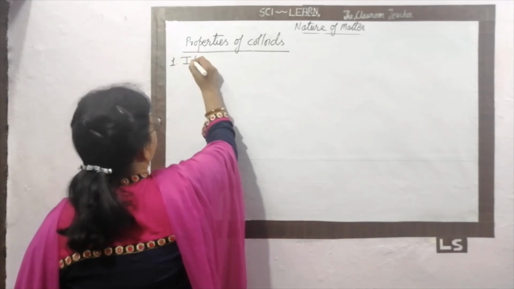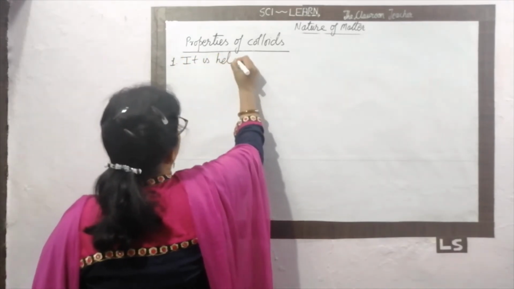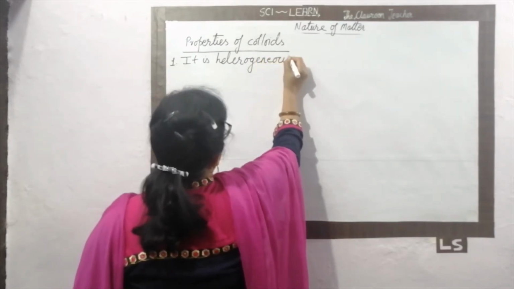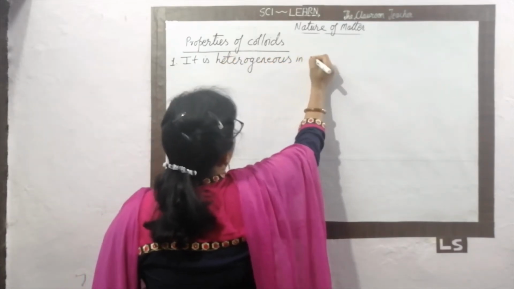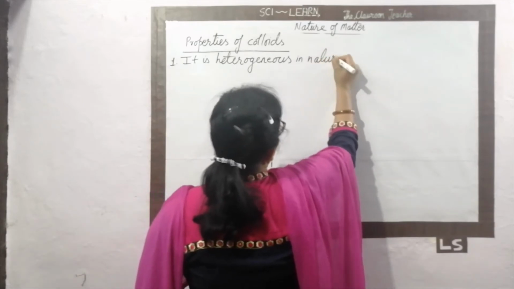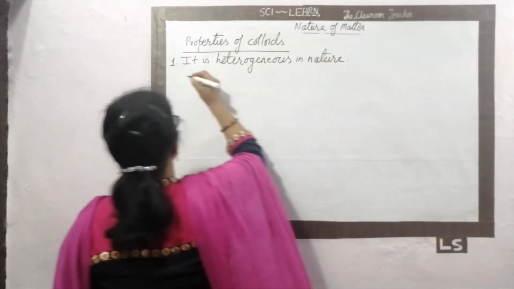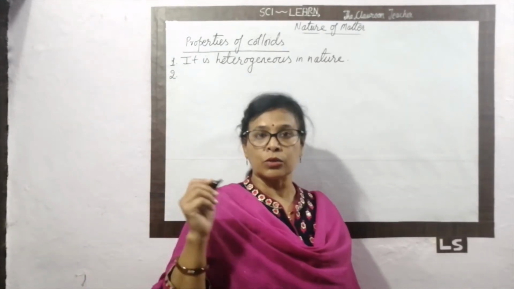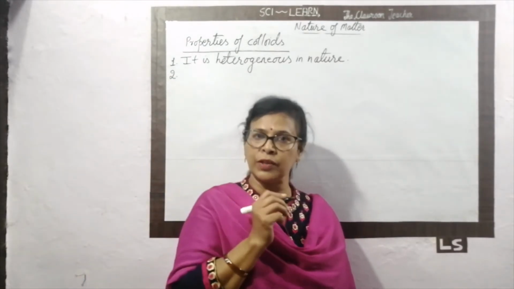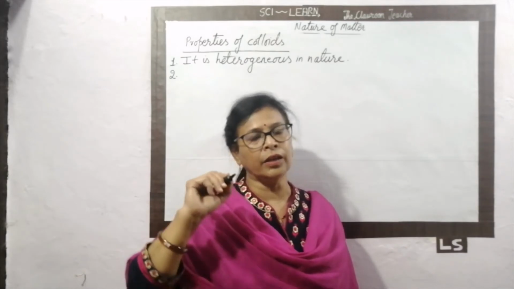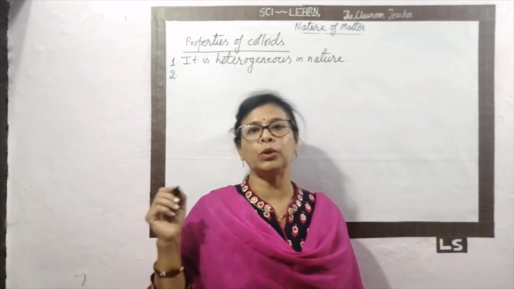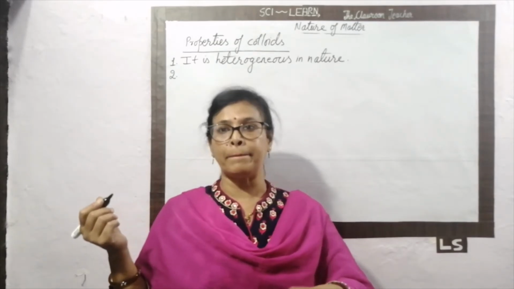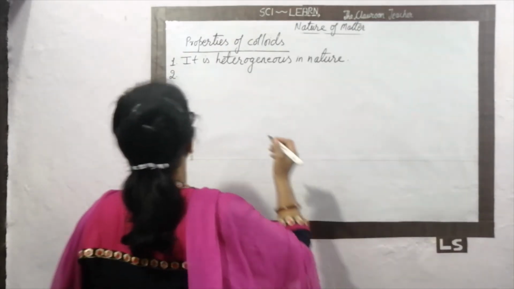It looks like homogeneous, but it is heterogeneous in nature. Why does it look like homogeneous? Because the size of the dispersed phase is too small. We are unable to see it with the naked eye, but we are able to see it with the help of a microscope.